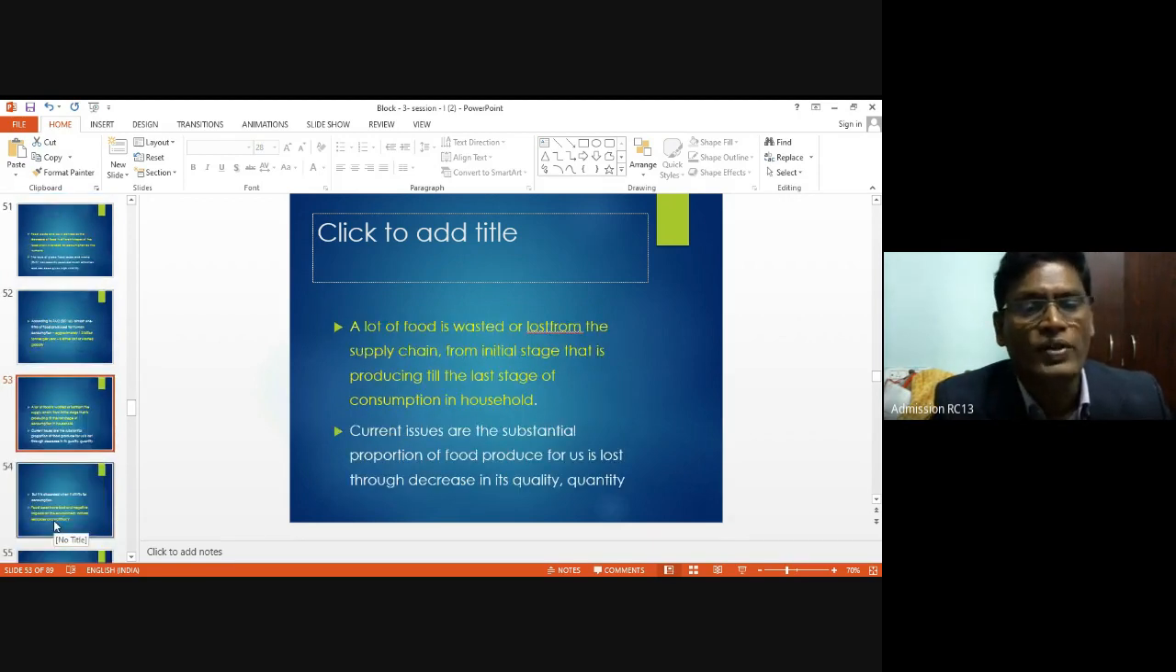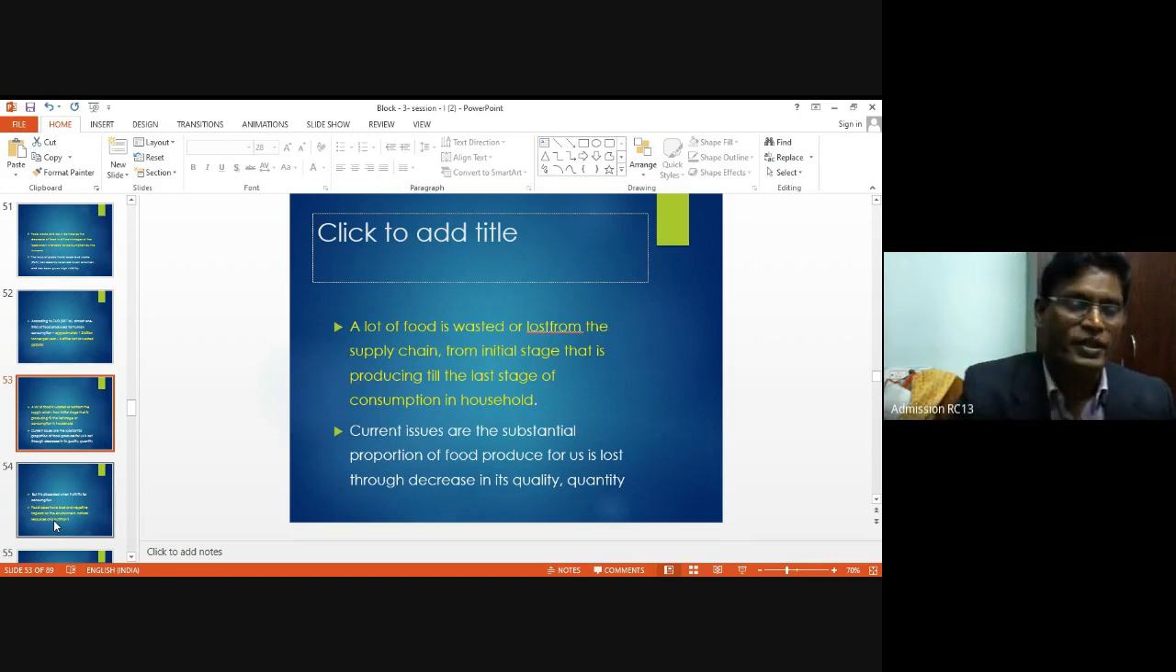A lot of food is lost from the supply chain, from the initial stage of producing till the last stage of consumption in the household. So the wastage of food products, whether raw or cooked, from the harvesting to human consumption, in between, a vast quantity of food is lost. The current issue is that a substantial proportion of food produced is lost through decreases in quality and quantity.